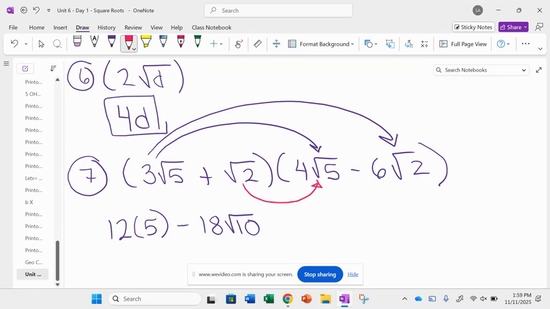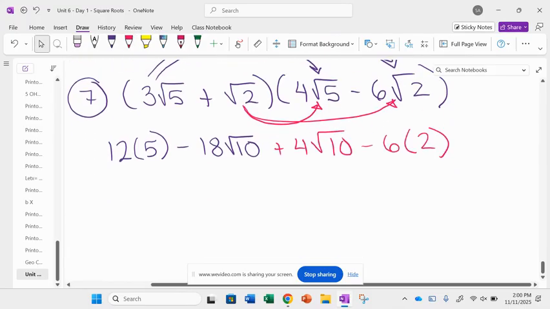Root 2 times 4 root 5 gives us a positive 4 root 10. Root 2 times a negative 6 root 2 gives us a negative 6 times 2. Everybody okay with how I got all those products? All right. So now I'm going to simplify what I get.